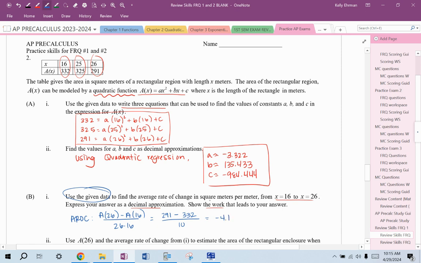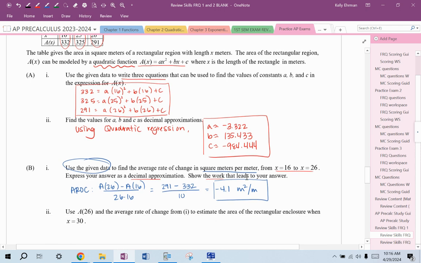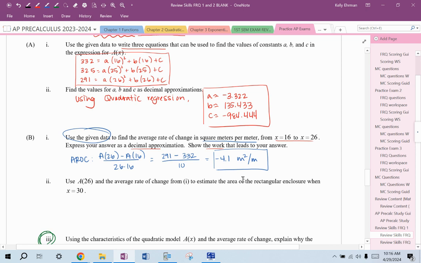Now, square meters per meter. I know that simplifies to meters, but just leave it like that. For most of these, if they give you the label, they're not going to require you to write the label in, but that's a habit you should get into for calculus, of always labeling your answer.